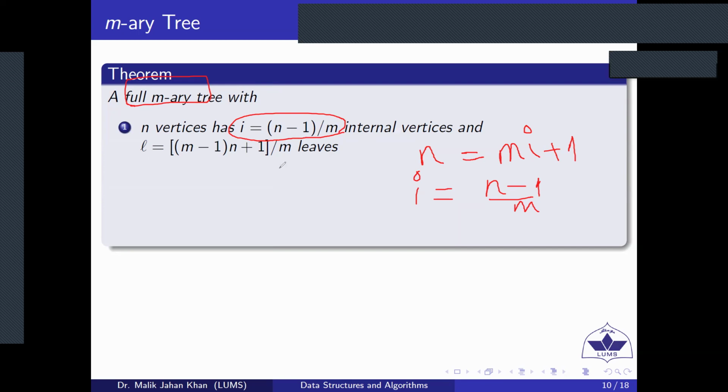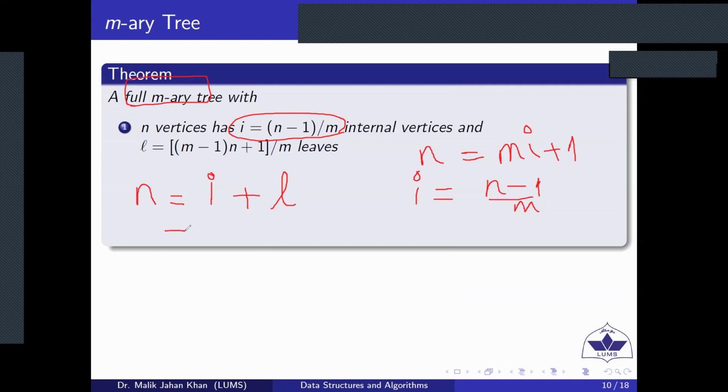And what is the number of leaf vertices? There are two types of vertices in the whole tree. The total number of vertices is composed of some internal vertices, which are the vertices which can have child nodes, and then some vertices which cannot have child nodes, and those are the leaf vertices. We represent them using the variable L.